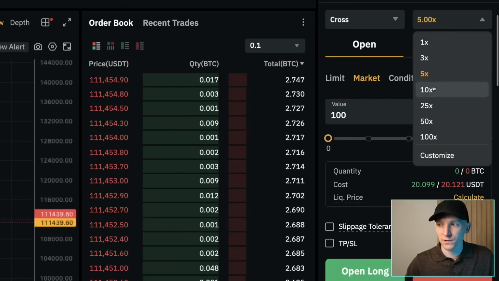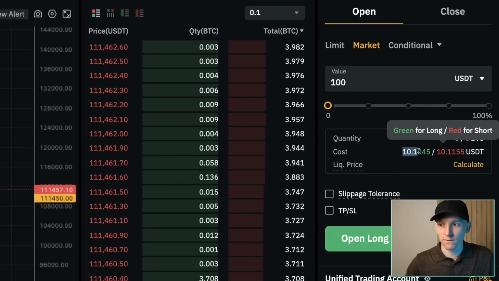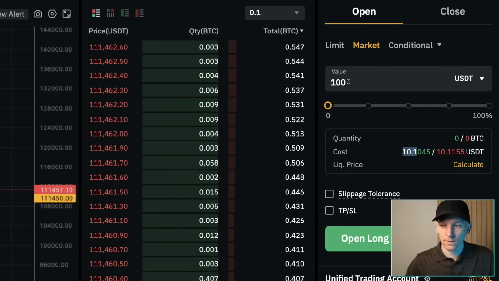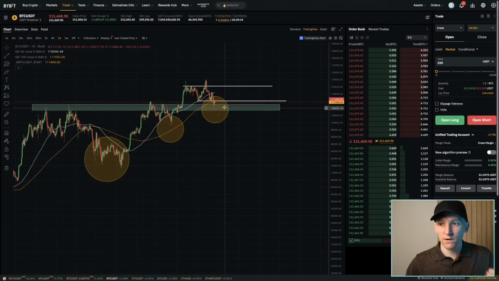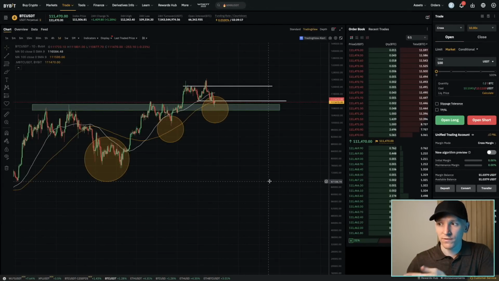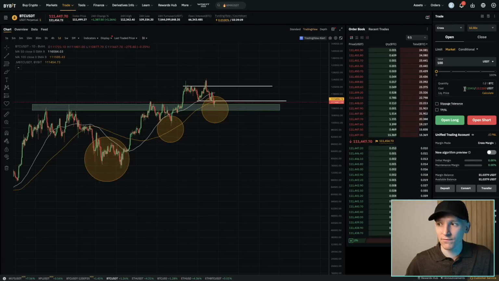Obviously, with 10x leverage, we're looking at funding 10% of the position. So now only $10 cost, $100 value. The only thing that changes is our liquidation price in this example. With 2x leverage, like I said, you can fund a 50% downside move. With 10x leverage, you can only fund a 10% downside move, because you have this $10 tied up to fund that $100 position.